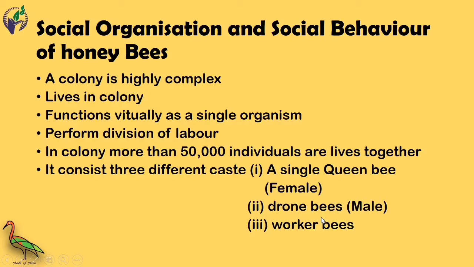Drone bees means male, and worker bees. A single queen bee means in the hive, in the comb, there is only one queen. Second one is drone bees, which means more than one male is found. Third is worker bees. Please note this point: in one honeycomb more than 90% of honeybees are worker bees, and a single queen bee is present.